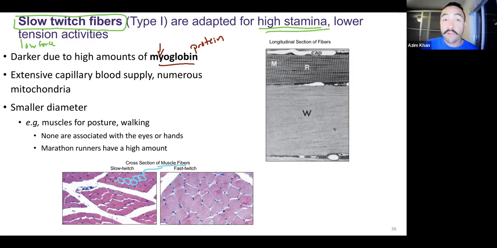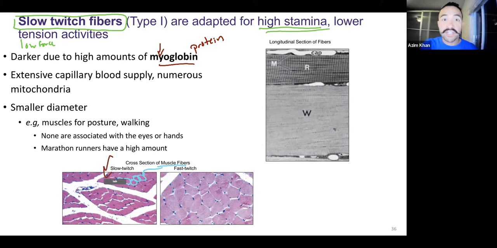It's a way of storing oxygen for when you need it. It's like hoarding oxygen from your bloodstream, which is good for these muscles because you need it to do things for extended periods of time. Myoglobin helps bank oxygen for later for these muscles that do these high endurance, high stamina activities. And therefore it makes it appear darker.